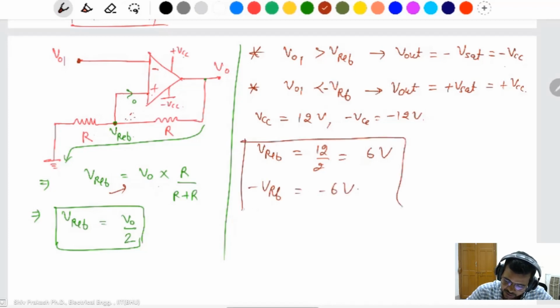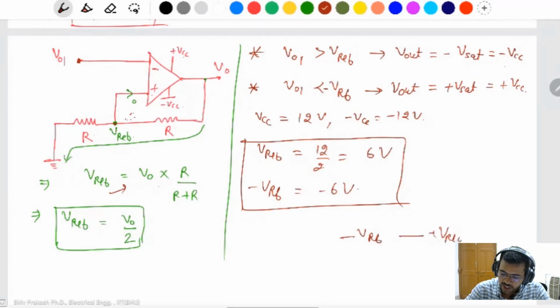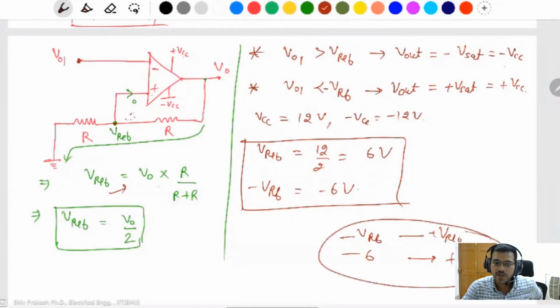This is the limit reference value, or you can say this is the saturation value or hysteresis band. From minus V reference to plus V reference, it means the Schmitt trigger works between minus V reference and plus V reference. It is minus 6 volt to plus 6 volt. This is your set value of the hysteresis band of the Schmitt trigger. And the output will be either plus 12 volt or minus 12 volt.